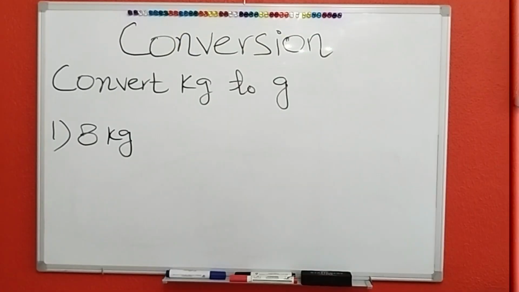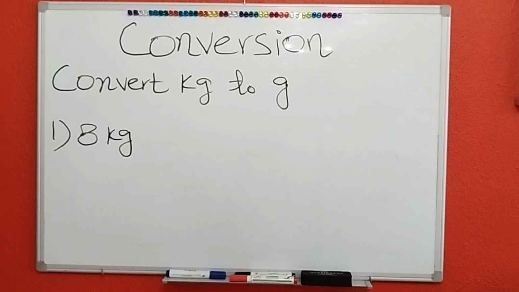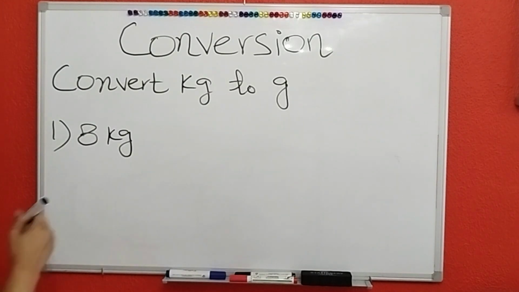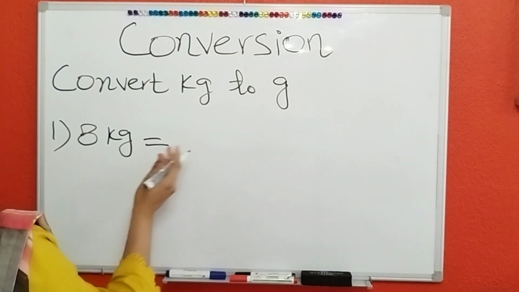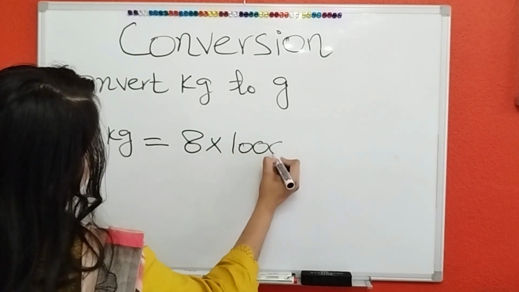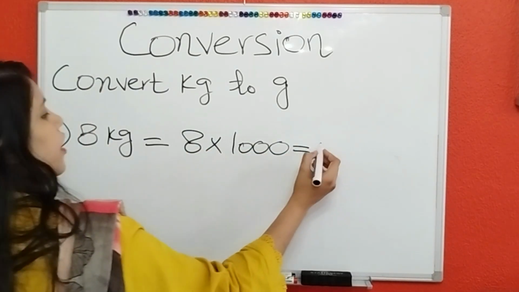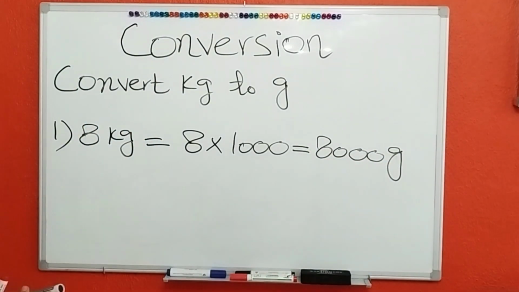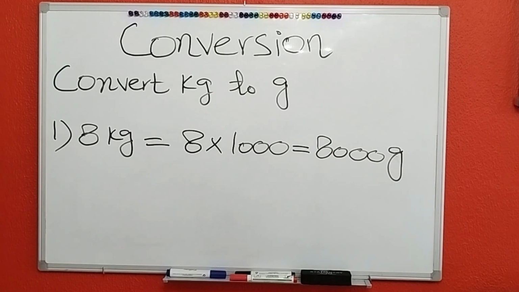Okay students, first of all I am starting the conversion of kilogram to gram, or kg to g. Here I have 8 kg weight of a body, and I am converting this weight into grams. To convert this value into grams, it is a very easy question, I'm simply multiplying it by 1000, and I will get 8000 gram. So this is a very easy question.